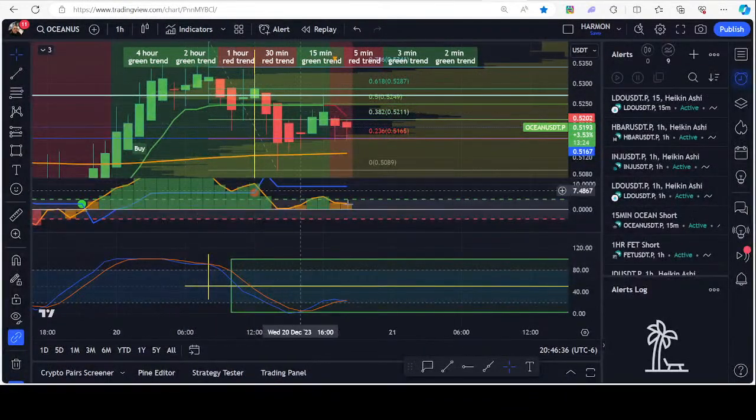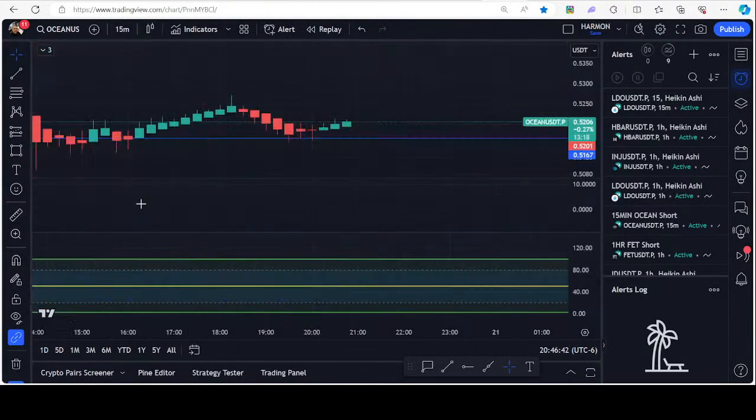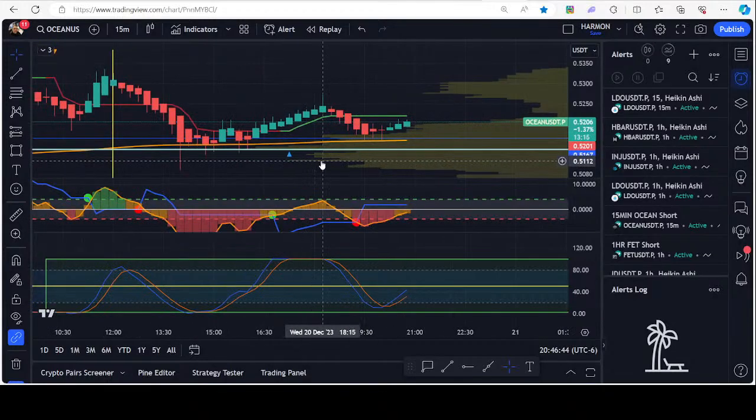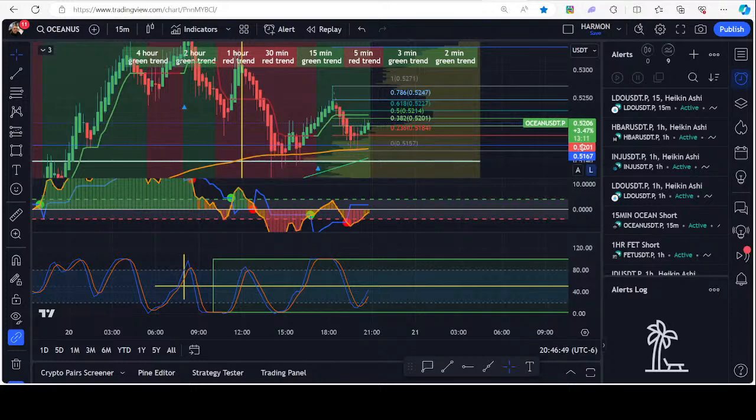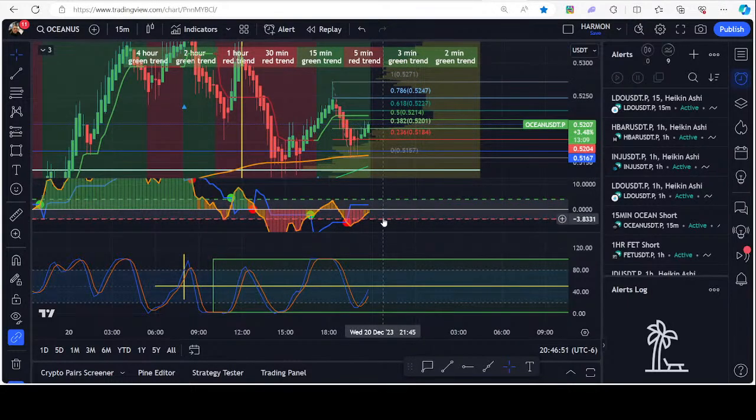Let's see Ocean. On Ocean, we got our moon, we caught our trend. So Ocean should be giving us a little something here. Let's see what the 15-minute is. With Ocean, the 1 hour is ready to go. The only thing we're waiting for is the 15-minute red trend to come in because we already have the moon. We just need the trend. So that's what we're waiting for there.